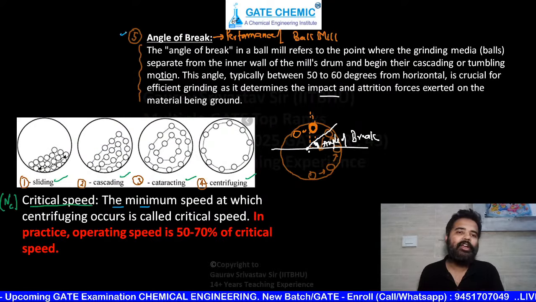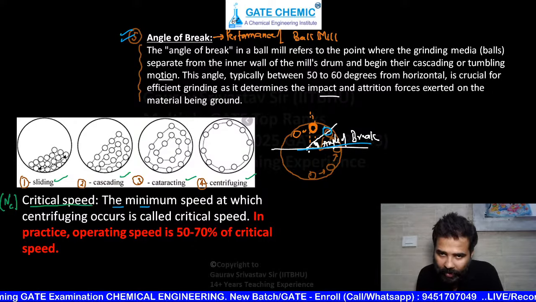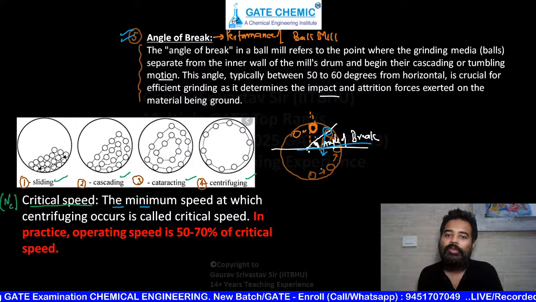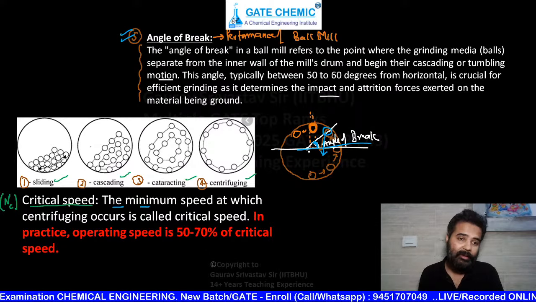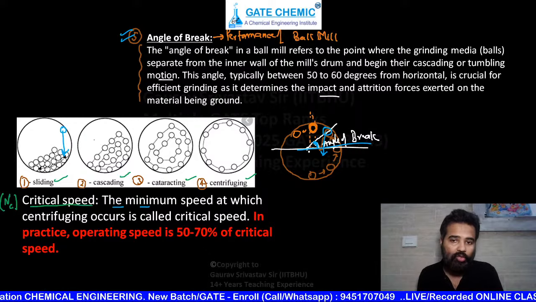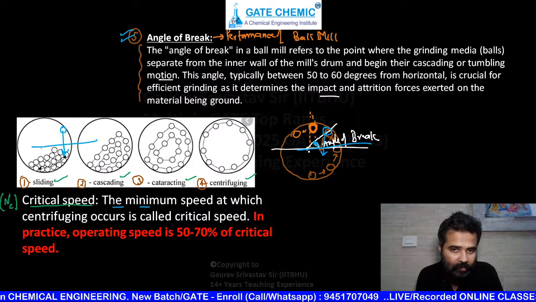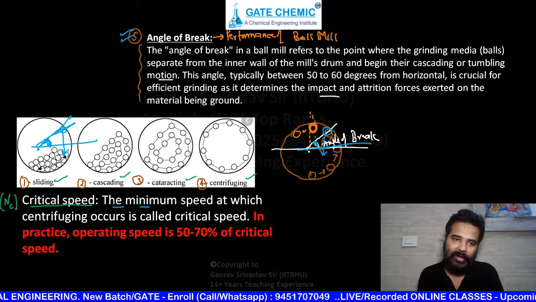One more thing is the angle of break. What is the angle of break? See, from the horizontal, the point from which the balls are going to drop down, that angle is known as the angle of break. Like this is your mill, the ball came, climbed up to here, then fell down from here. So this is known as the angle of break.